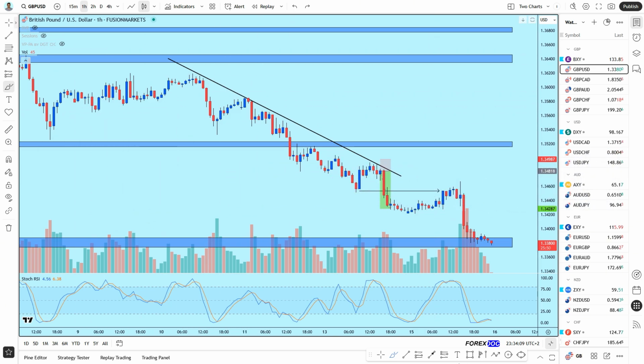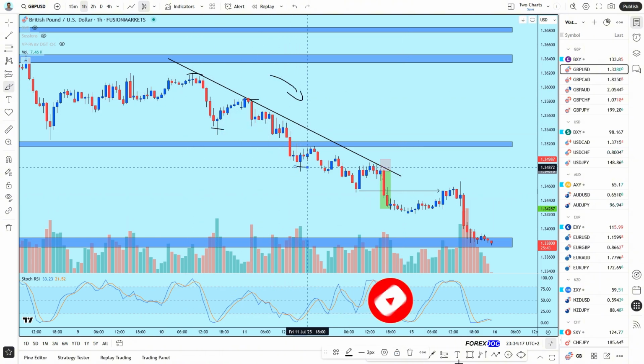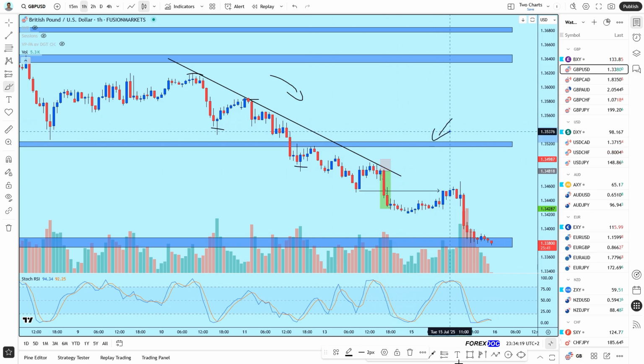First, I want to talk about this British pound US dollar opportunity. What we have here is a downtrend. Price formed this series of lower highs and lower lows. We can also see that price broke this significant zone that I marked and continued to go down with new lower highs and lower lows formation.